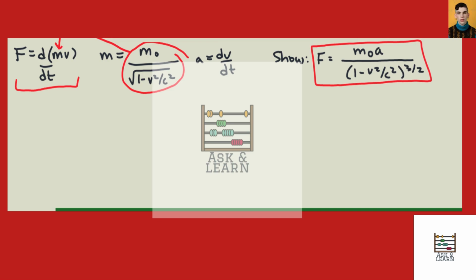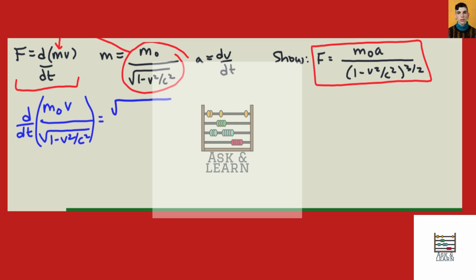Now keep in mind that as we're finding the derivative, our variable is not v, our variable is time, t. So let's find the derivative of mass times velocity. If mass is actually m naught over the square root of 1 minus v squared over c squared, so we're multiplying that by velocity, we're going to find the derivative of it. Okay, so because this is a quotient, we're going to use the quotient rule.